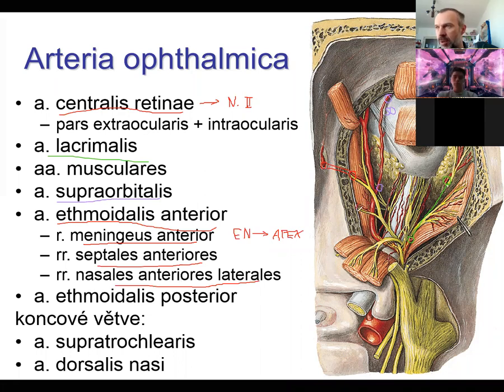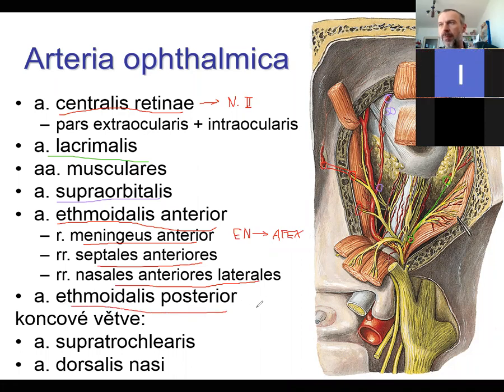Of course, we have the posterior ethmoidal, which supplies the ethmoidal cells. And then the final branches. The final branches are called supratrochlear and dorsal nasal artery. These we can find here.